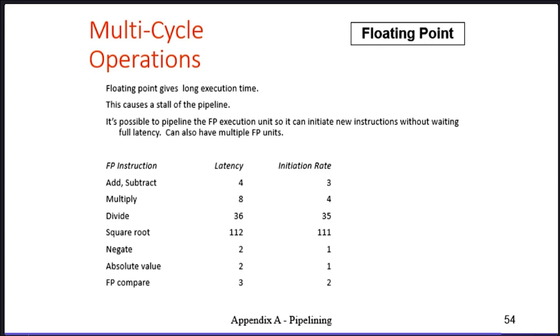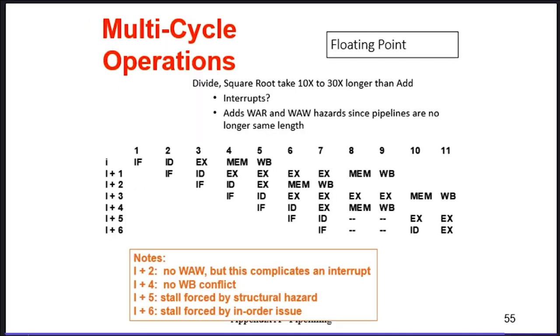If they are not pipelined, structural hazards can occur. One possible way to implement a floating point pipeline is to allow the X stage to repeat as many times as necessary. It is possible to pipeline the floating point execution unit so it can initiate new instructions without waiting for the full latency.